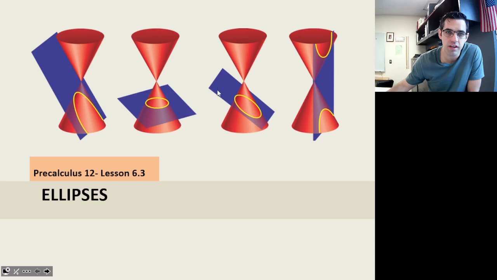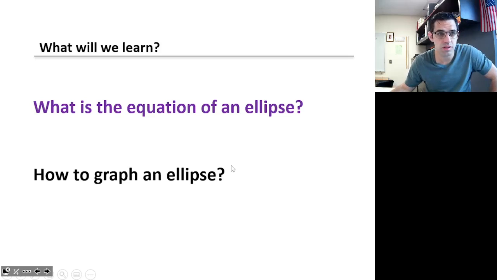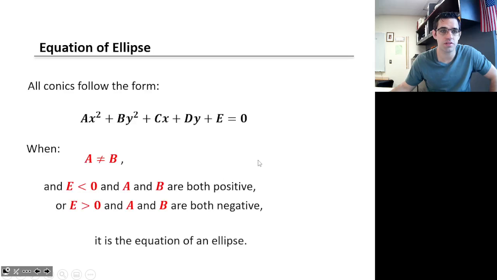If I take my conic and I cut it at somewhat of a diagonal, but I still hit all the edges of a cone, then we create kind of a stretched circle. So we're going to talk about that shape. What is an ellipse? What does the graph look like?